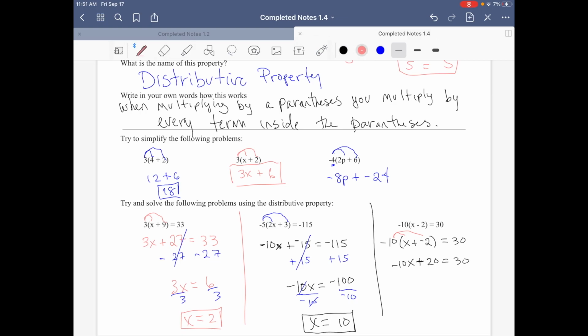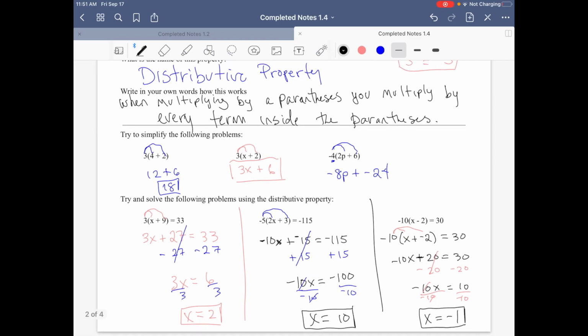Then we're going to subtract 20 from both sides. 20 minus 20 cancels, and I'm left with negative 10x again, same as last time. 30 minus 20 is 10. Divide both sides by negative 10. And we get x equals 10 divided by negative 10, which is going to be negative 1. That's our final answer.